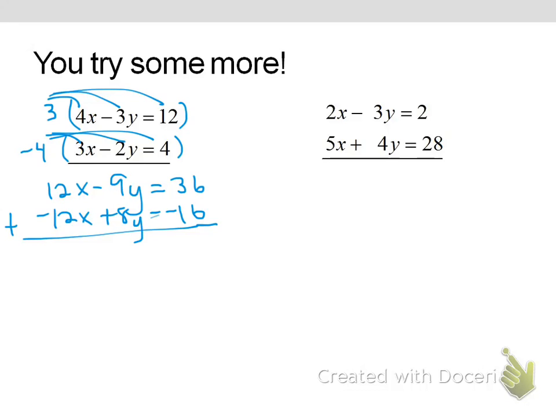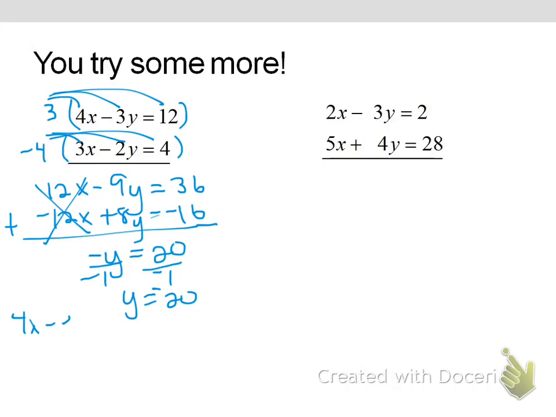It's very important that you pay attention to the positive and negative signs. Negative times a negative is positive. Positive times a negative is negative. Then the x's cancel. I'm left with negative y equals 20. Divide by negative 1. Y equals, sorry, negative 20.